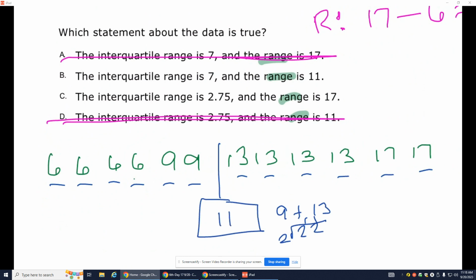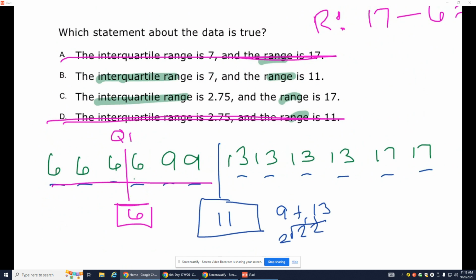Now to find my IQR, which I'm looking for, which is my interquartile range, I've got to find my Q1 and my Q3. Q1 is the median of my lower half. So I have 6 numbers, so I'm going to cut it right down the middle. And so it's in between 6 and 6. So my Q1 is equal to 6.